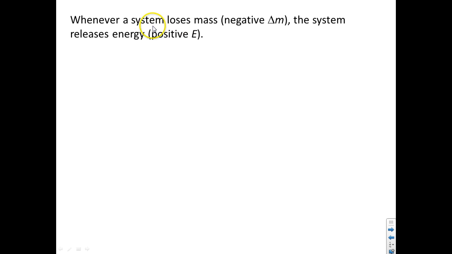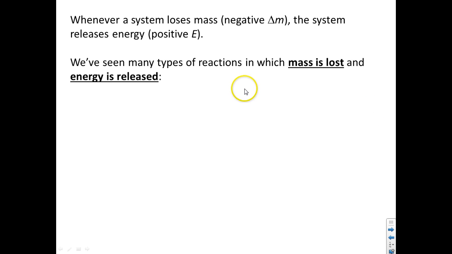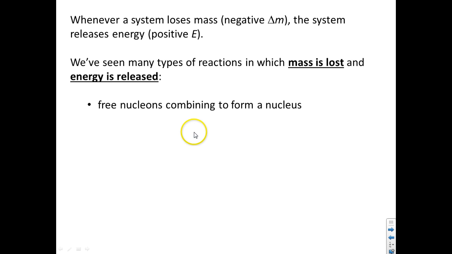Now, whenever a system loses mass, the system loses energy, which is released into the environment. So if we have a negative mass change, delta m, mass loss, then we have a release of positive energy into the environment. So we've seen many types of reactions where mass is lost and energy is released from the system into the environment. Right? Here's one example.